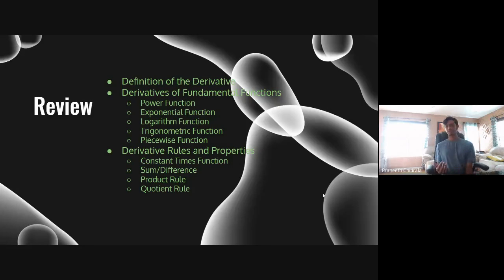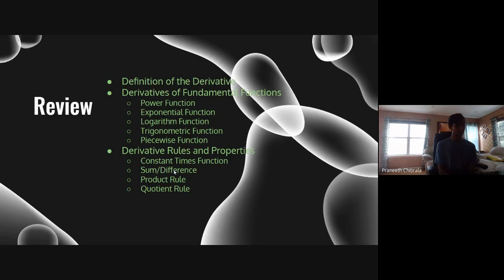So now we're going to review what we've learned so far. We've learned about the definition of the derivative. We've learned about the derivatives of fundamental functions, mainly the power function, exponential function, logarithm function, trigonometric function, and the piecewise function. And we talked about the derivative rules and properties of differentiation. So we have the constant times the function, the sum and difference of two functions, the product rule, and the quotient rule.